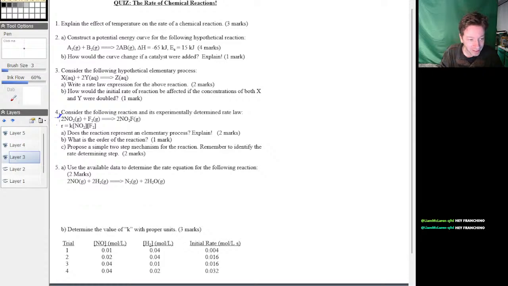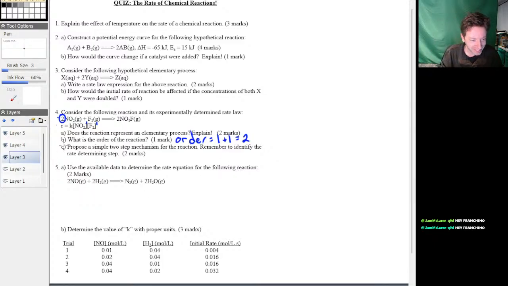Does this reaction represent an elementary process? Well, notice here we have a coefficient of 2 in front of the nitrogen dioxide, whereas in our rate law, the exponent is a 1. Those do not match, so no, this does not represent an elementary process. What is the order of the reaction? Well, we're going to look at the rate law, and we're going to look at those exponents for each concentration. So we have a 1 above nitrogen dioxide and a 1 above fluorine. So we just add those exponents. So the order is just going to be 1 plus 1, which is 2. So our order is going to be 2.